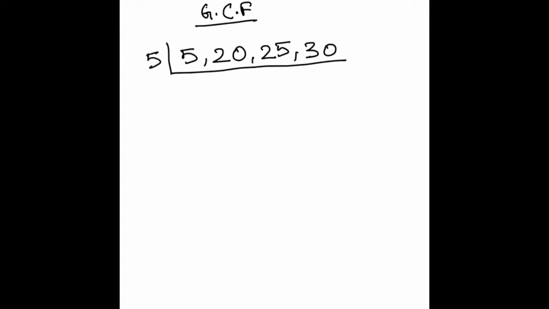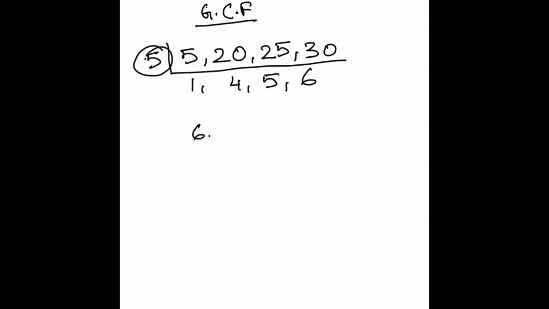Let's try another example. If I had to find the greatest common factor of 5, 20, 25, and 30, let's start by dividing, and 5 would be a good place to start. And this is what I would get. But I would not proceed any further because no number can divide all of these numbers without leaving a remainder. Therefore, 5 would be my greatest common factor.